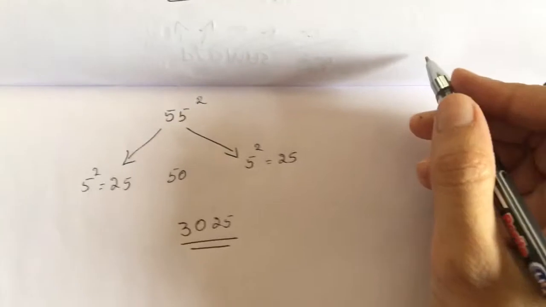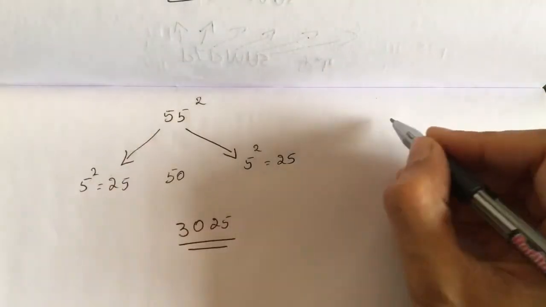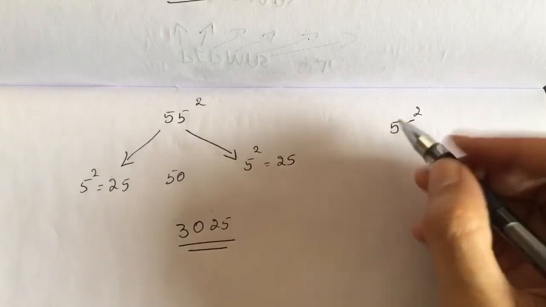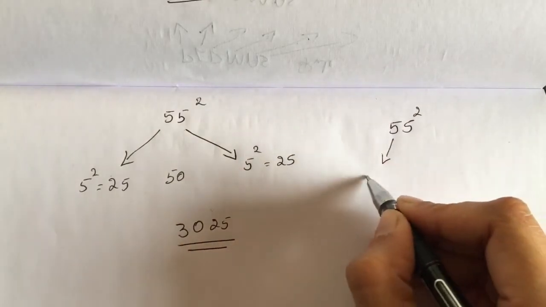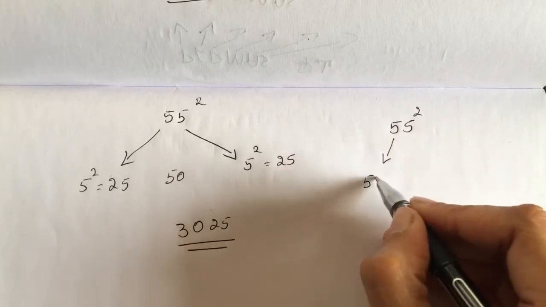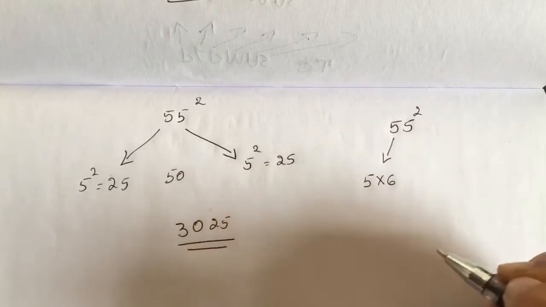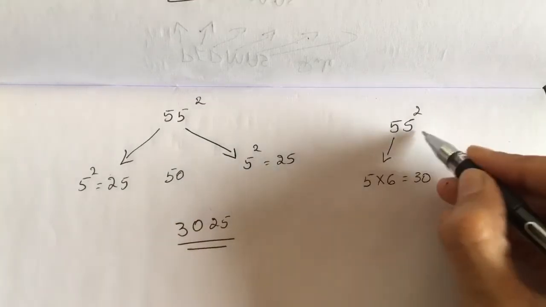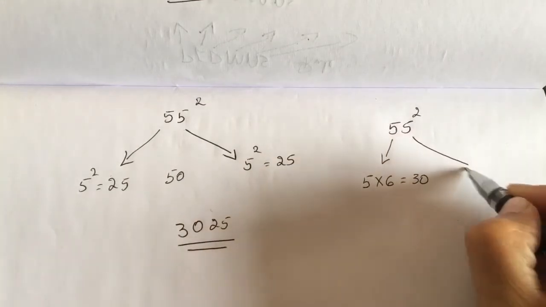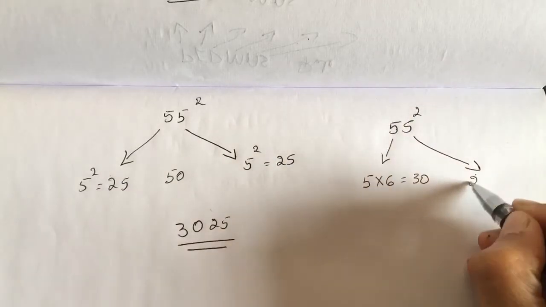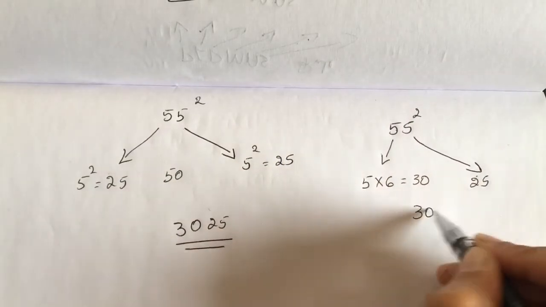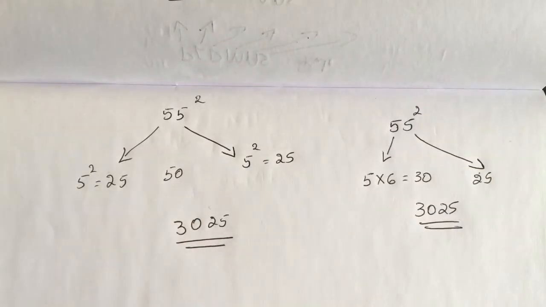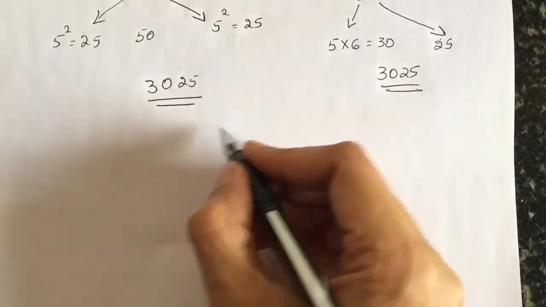I'll tell you one more method. Since you have it like this, you take the first digit, you write it as the first digit and its next number, that's 6. 5 here, so 5 into 6 is 30, and then this is 5 square, you write 25, so it's 3025. It's quite easy compared to this. You can use any method.